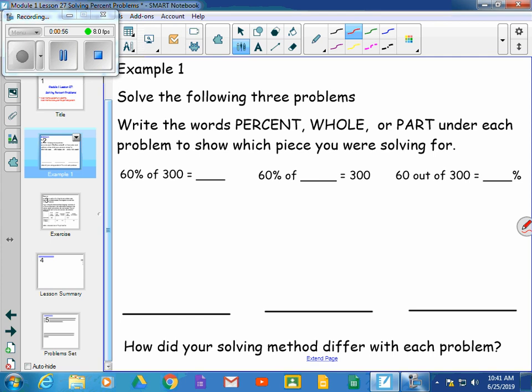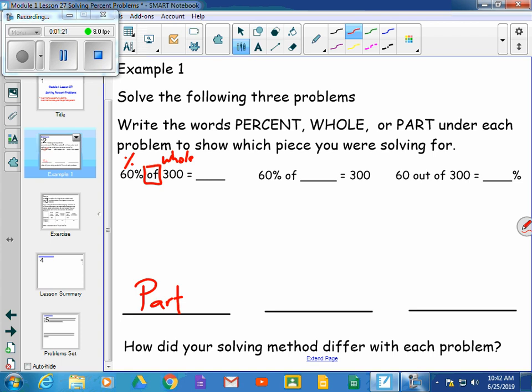In this first example, 60% is obviously going to be a percent. Notice 300 follows our word of. As mentioned in an earlier lesson, anything that follows of is the whole. So 300 will be our whole, which means the missing piece of information we're going to find is our part. So in that particular example, we're going to be finding our part.